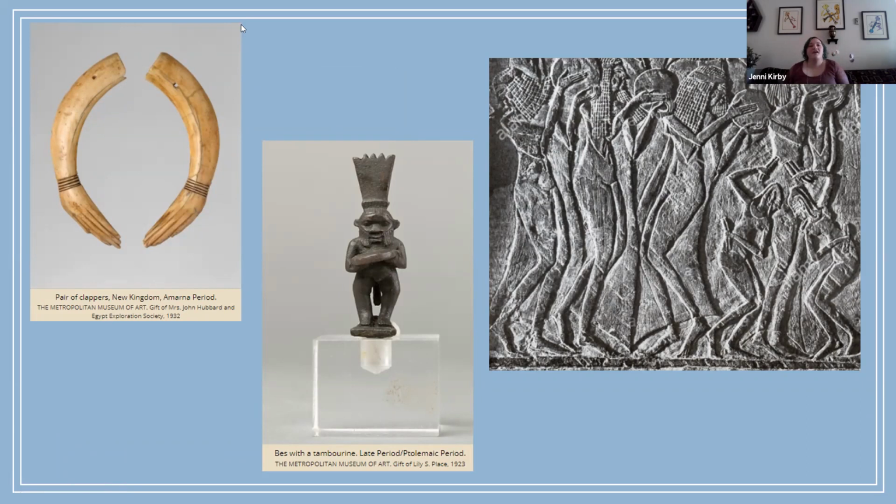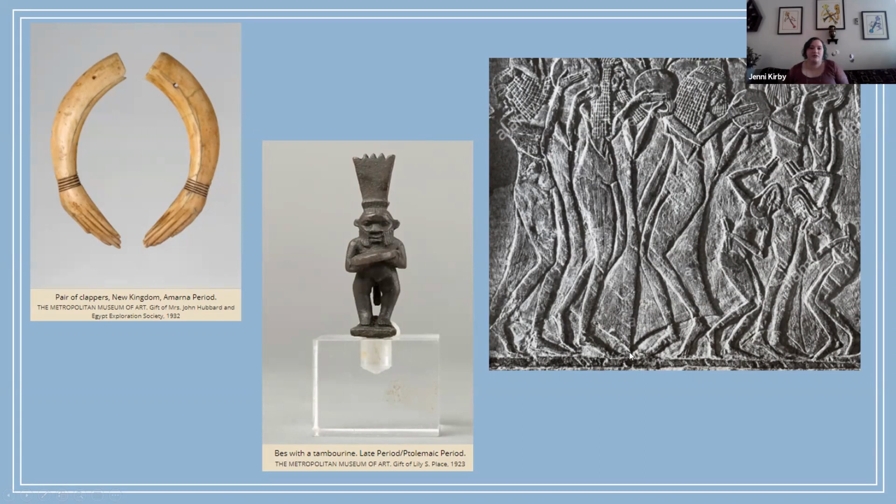And then we've got a tambourine. So this is an example. This is a pretty late period, the Ptolemaic period, but we've got a statue of someone playing a tambourine. And then over here we have a relief, and we've got musicians playing tambourines, and then we've got them playing some little clacker-like instrument.